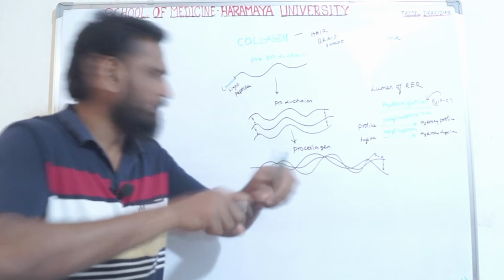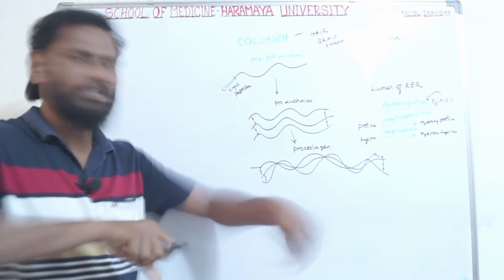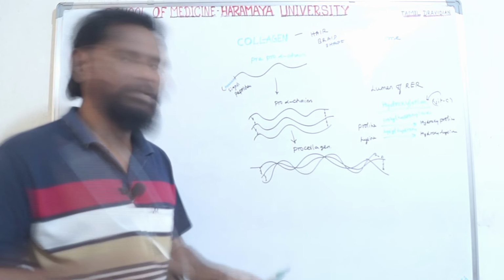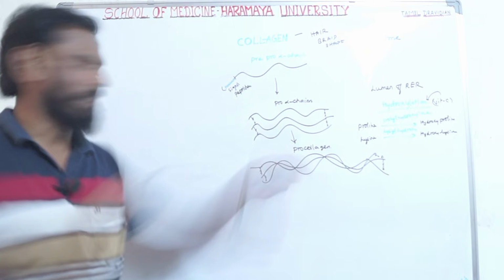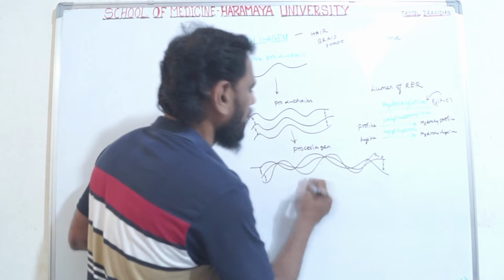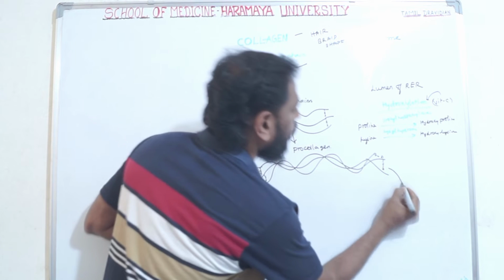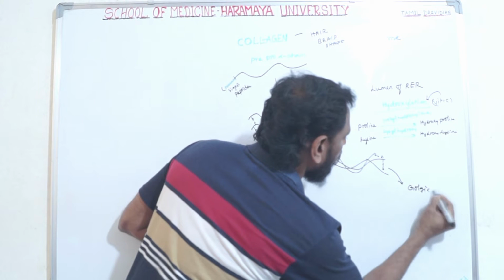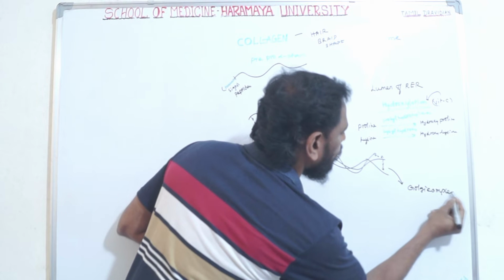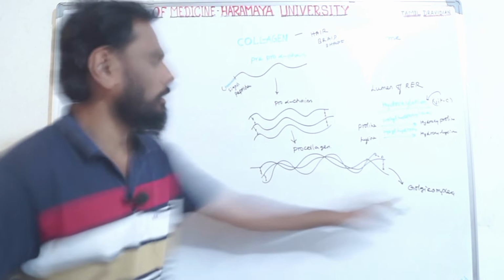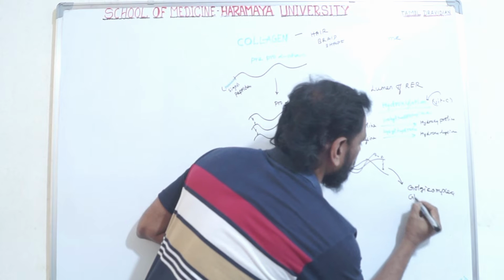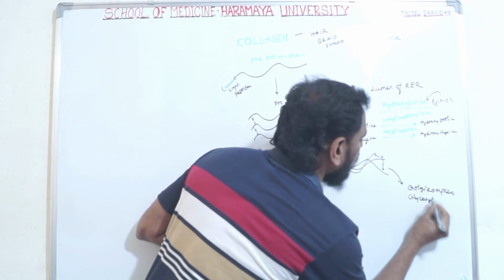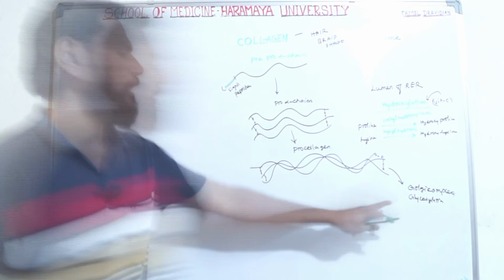Clear? In pro-collagen you can see a twisted shape, or hair braid shape, or rope-like structure. Clear? Now the pro-collagen goes to the Golgi complex. Why is it going to the Golgi complex? Here G is for glycosylation. Glycosylation is going to occur here.